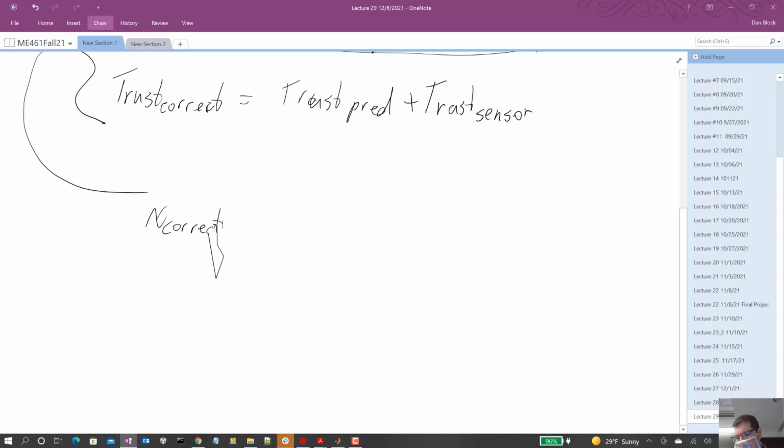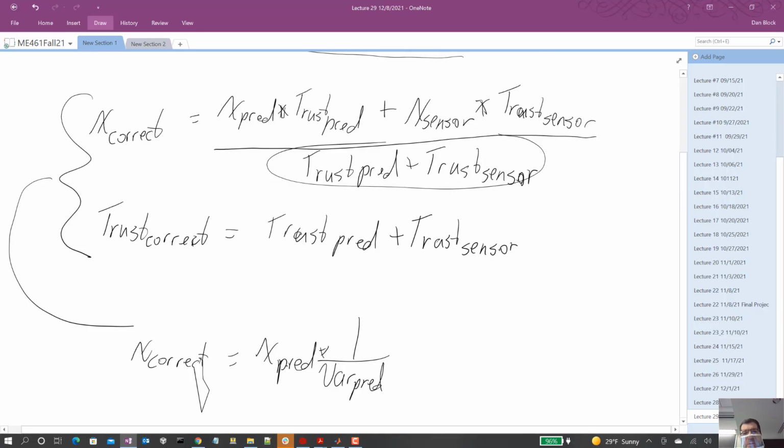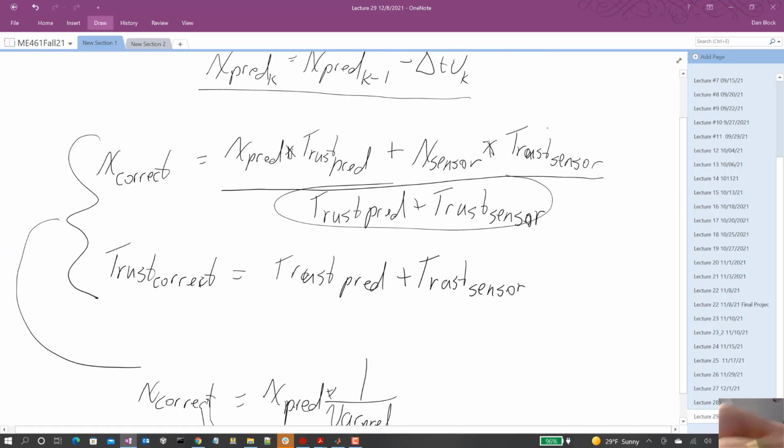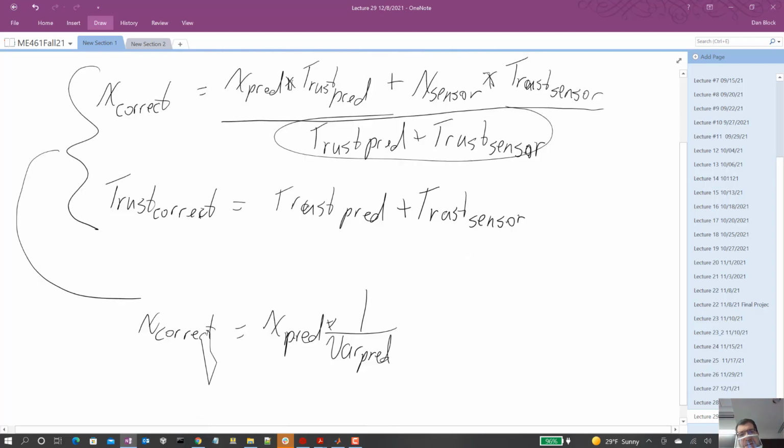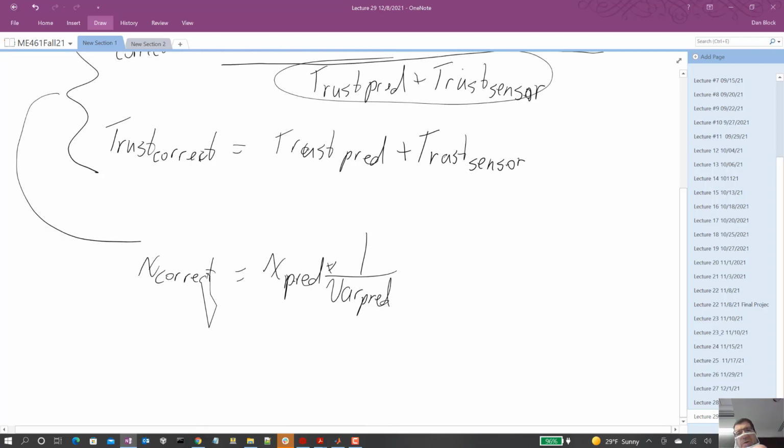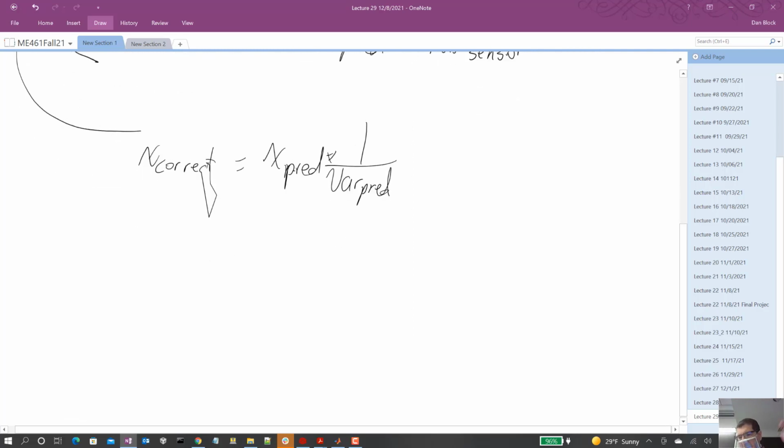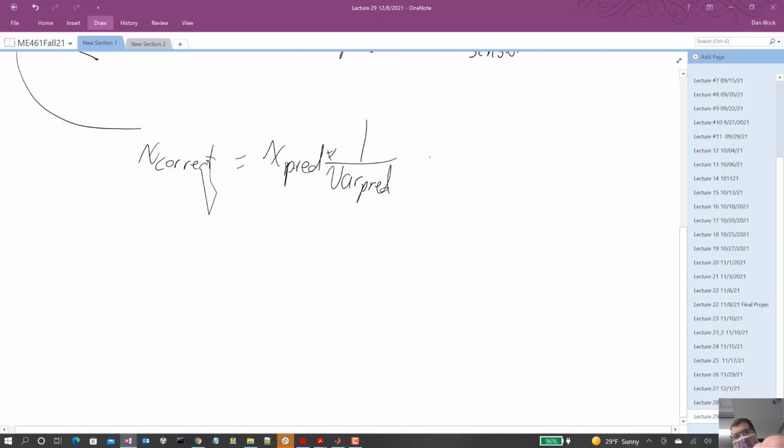X correct is equal to, now, X predict times 1 over variance predict, right? All this, I'm not going to write it all out because that'll just take too much time. And then, of course, X sensor times 1 over sensor variance. And then this is over 1 over variance predict plus 1 over sensor variance. So nice and ugly. What it ends up being is, dot, dot, dot, dot.